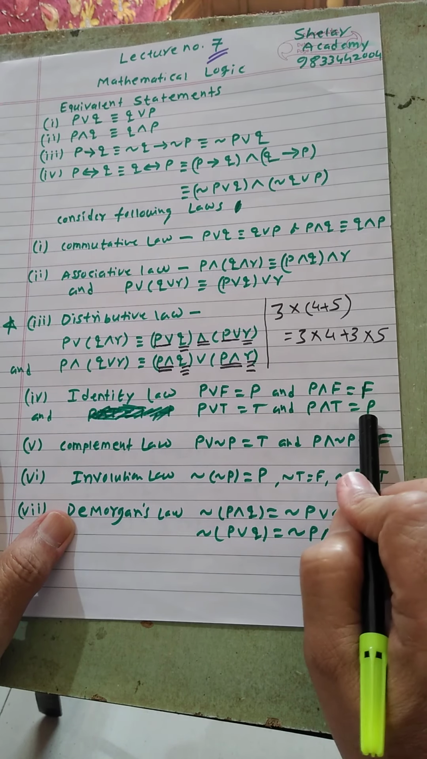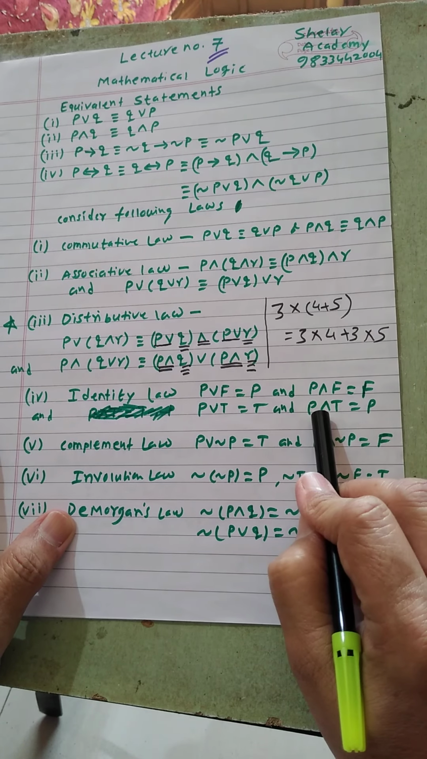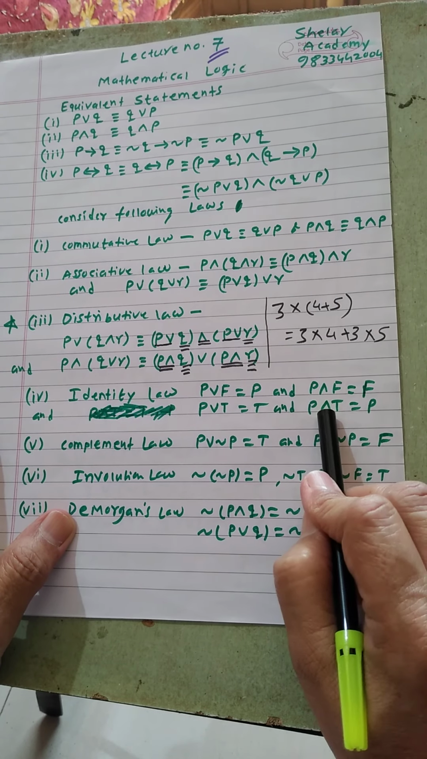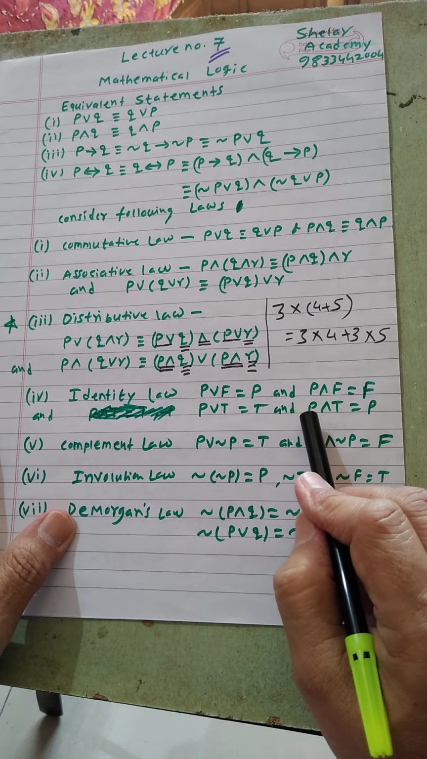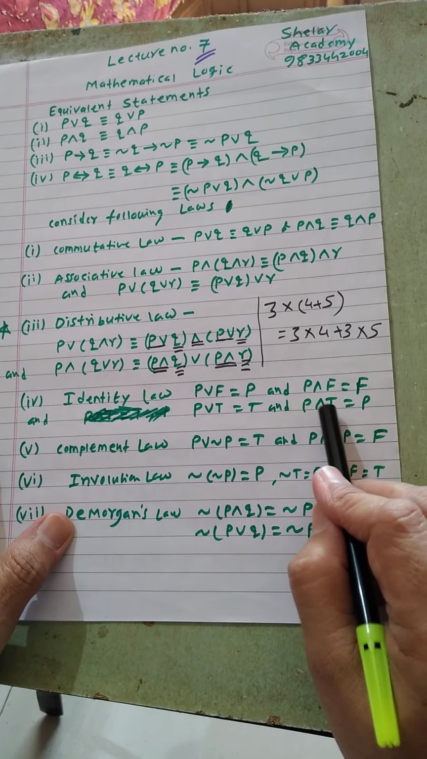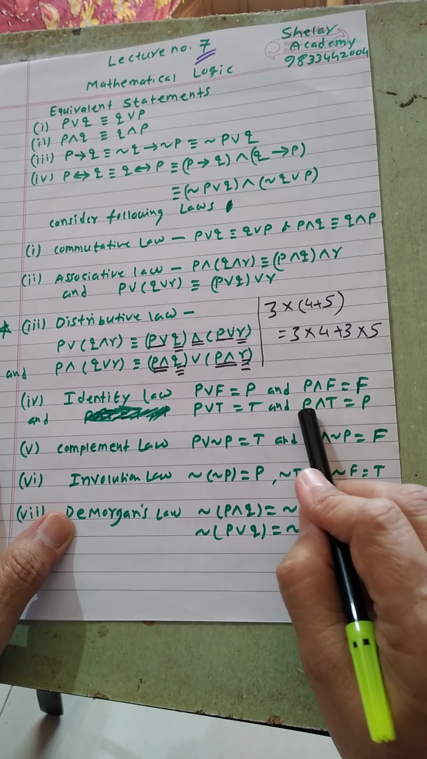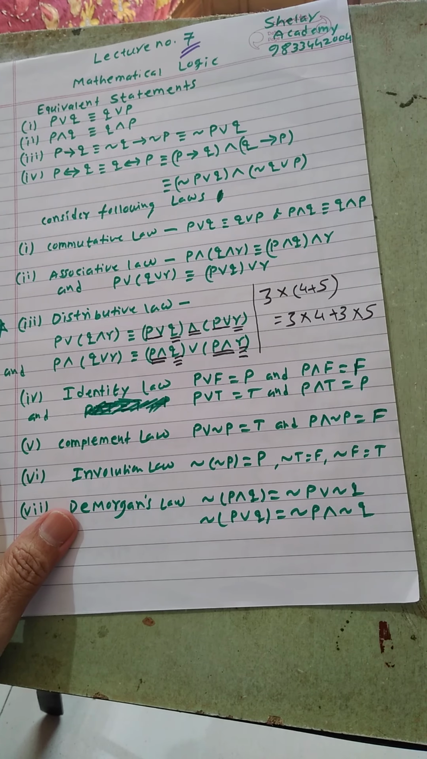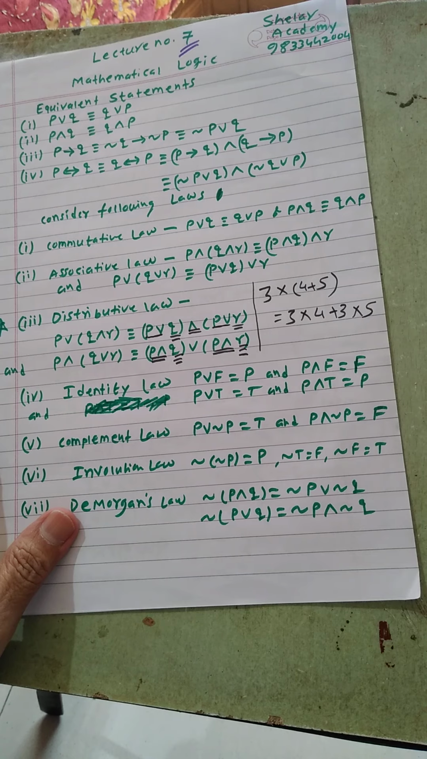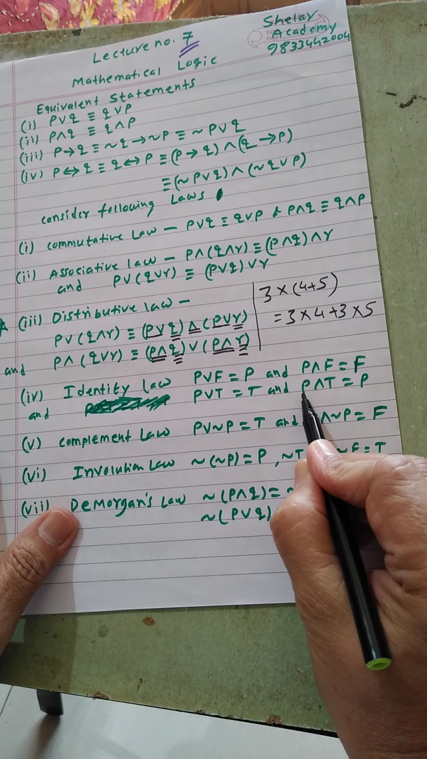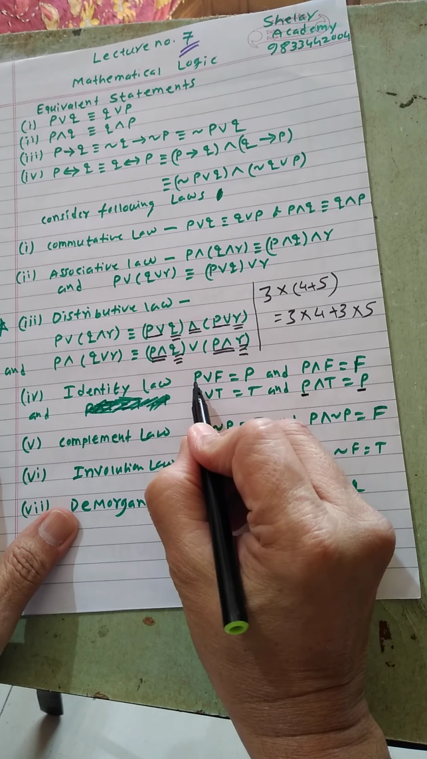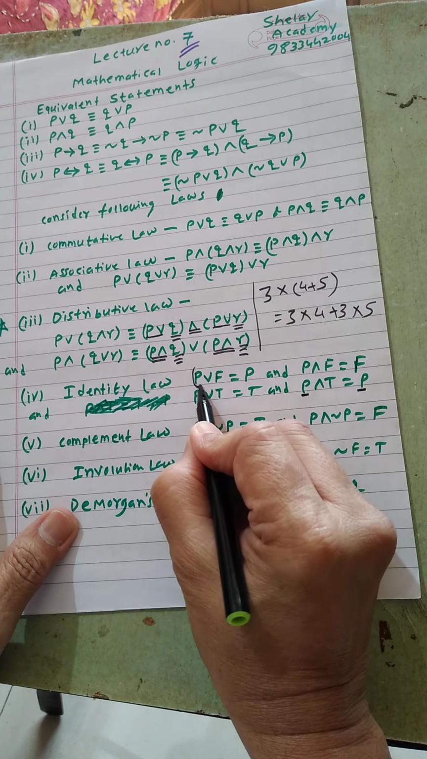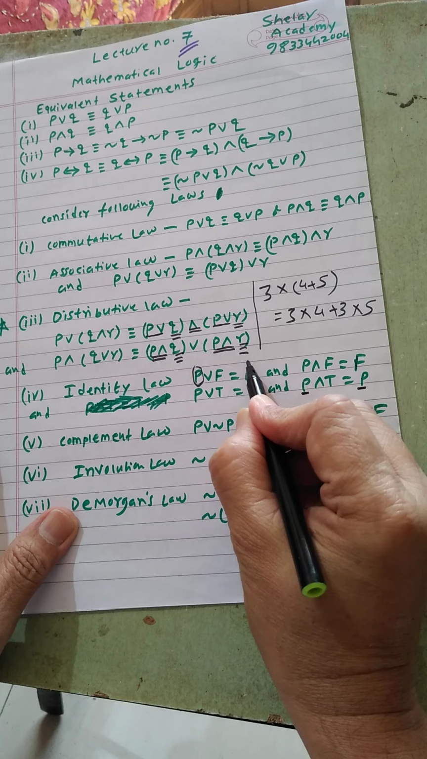P and T is equal to P. And is like multiplication. So 1 into 1 is equal to 1, and 0 into 1 is equal to 0. That means it depends upon P. Therefore, P and T is equal to P. Same way here, it depends upon P, therefore P or F is equal to P.